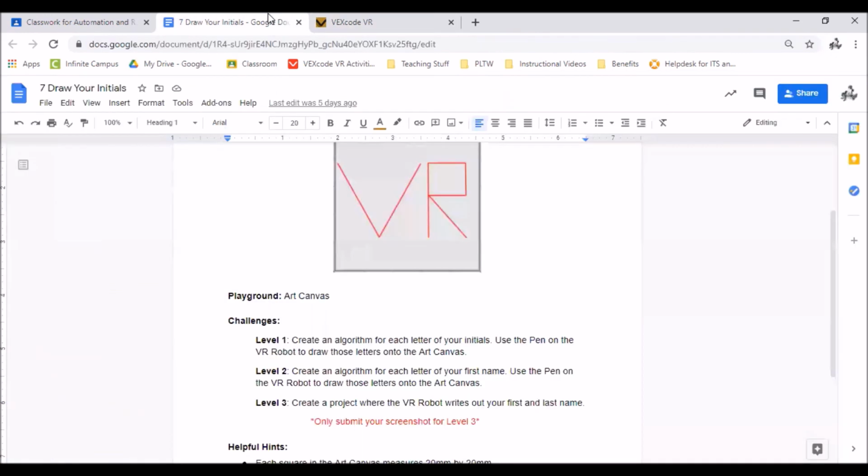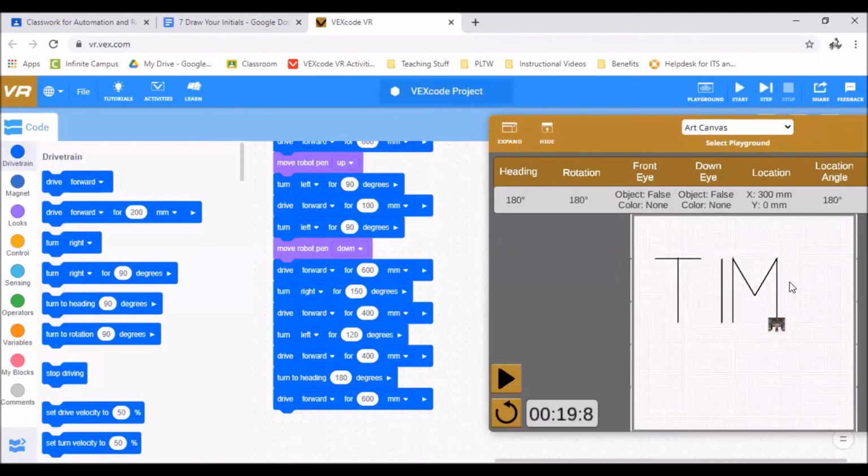Okay, so now what I want you to do for level 3, I'm not going to do it because it's just going to take up time that you can be working. You're going to create a project where the VR robot writes out your first and last name. Now, if you have a really long first and last name, I'm going to say do no more than 5 letters for each.